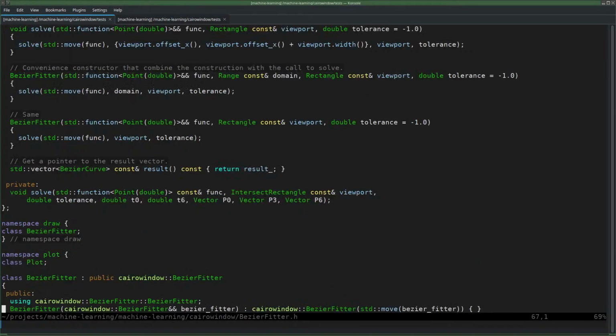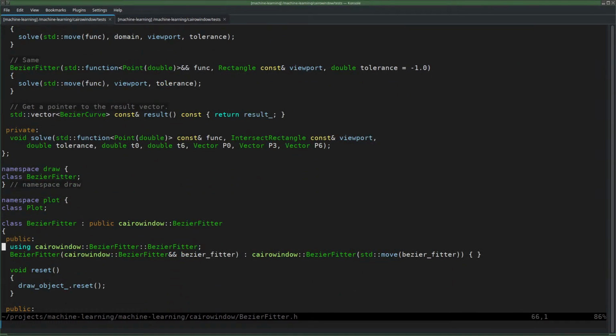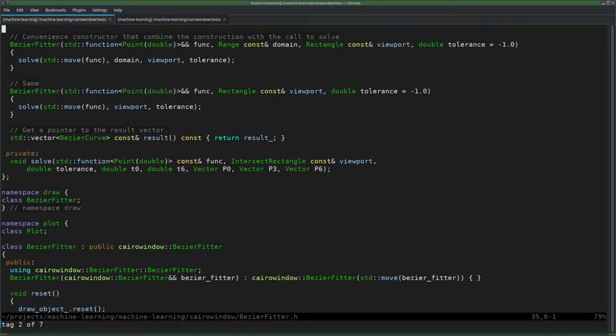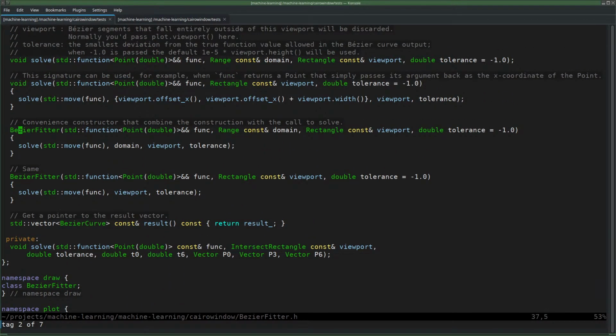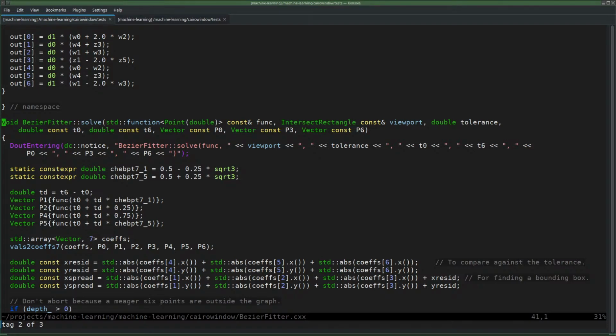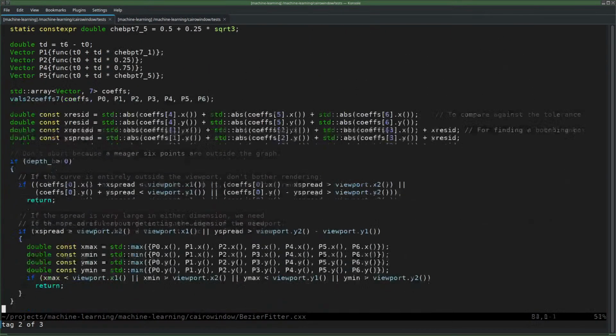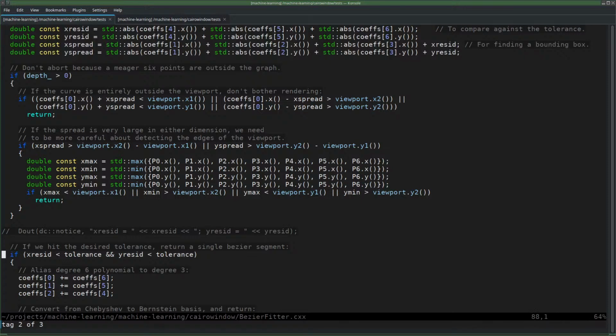So plot Bezier fitter just uses the base class constructor, which is then this one, which calls solve. And then I suppose we try something. If the curve is entirely outside the view, don't bother rendering, so that could happen. The spread is very large in either dimension. We need to be more careful, but in the end we might just return. I think that happens then.